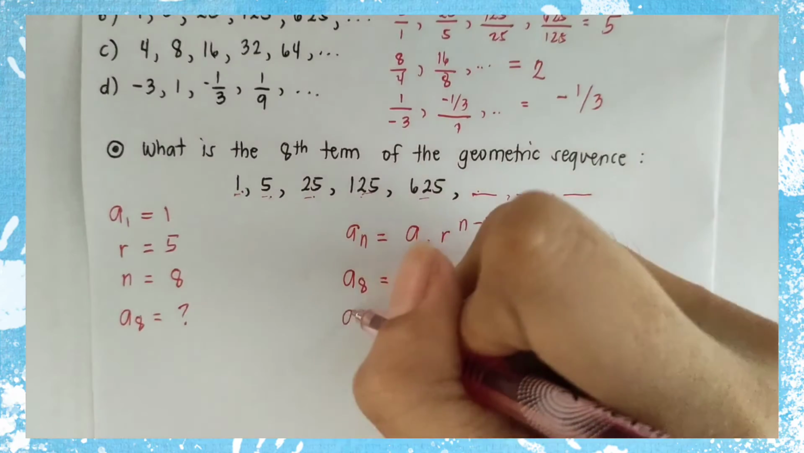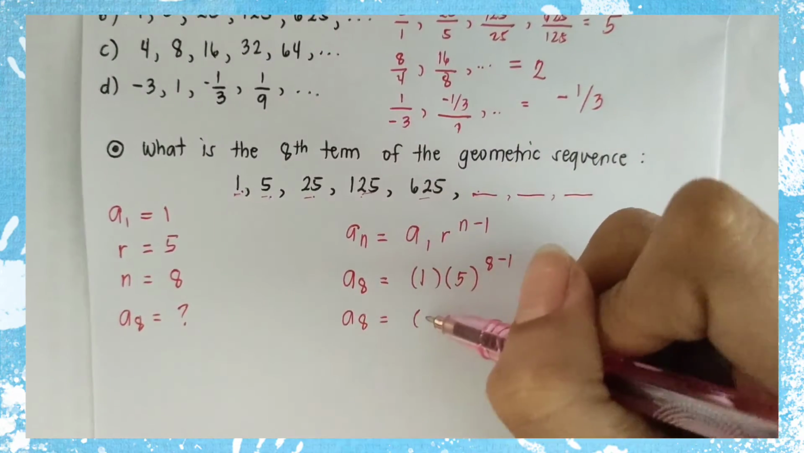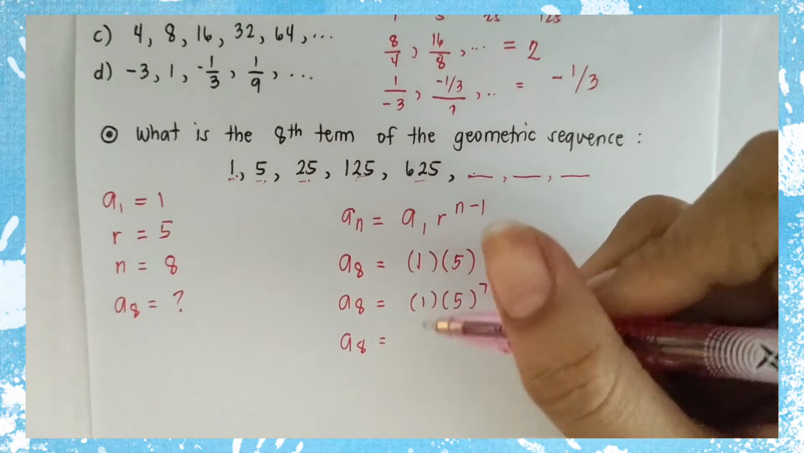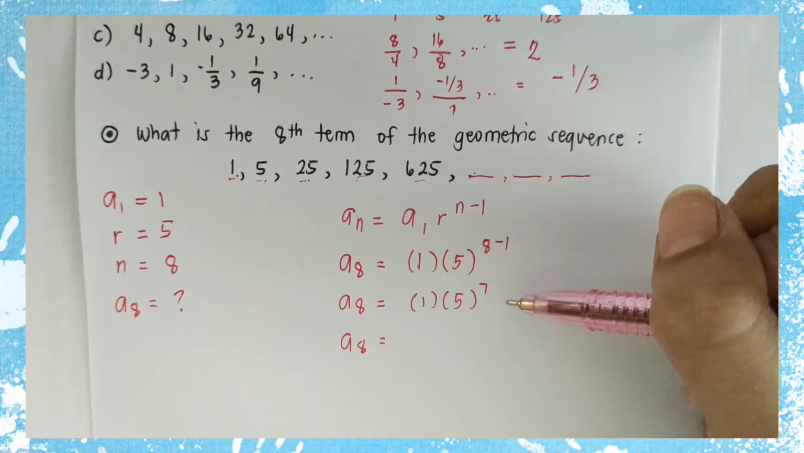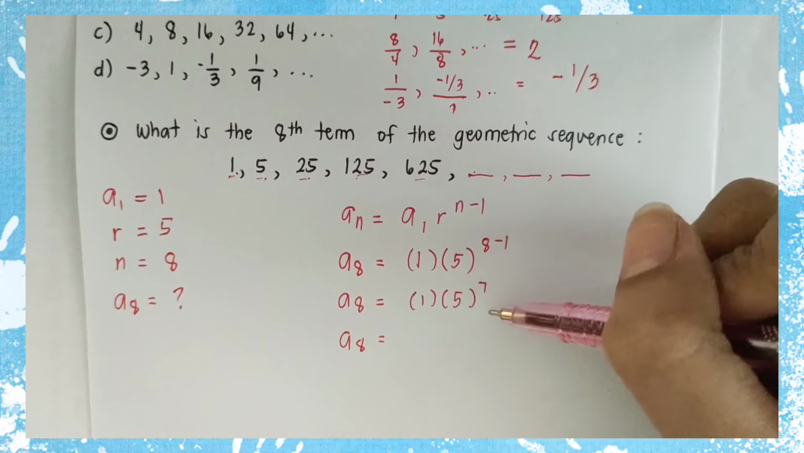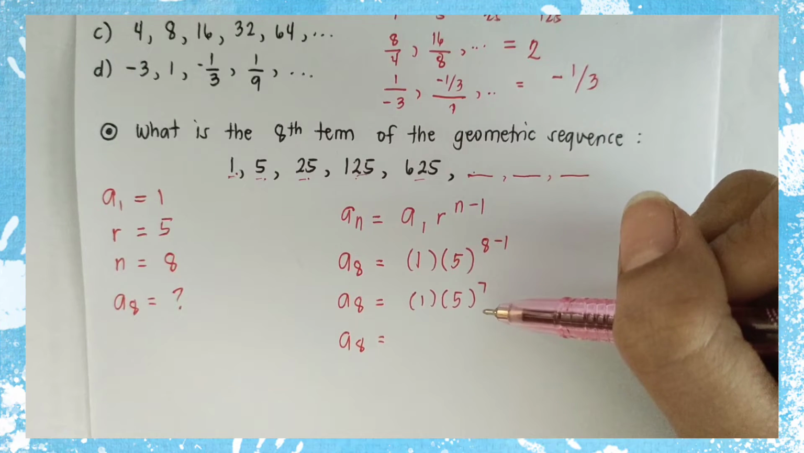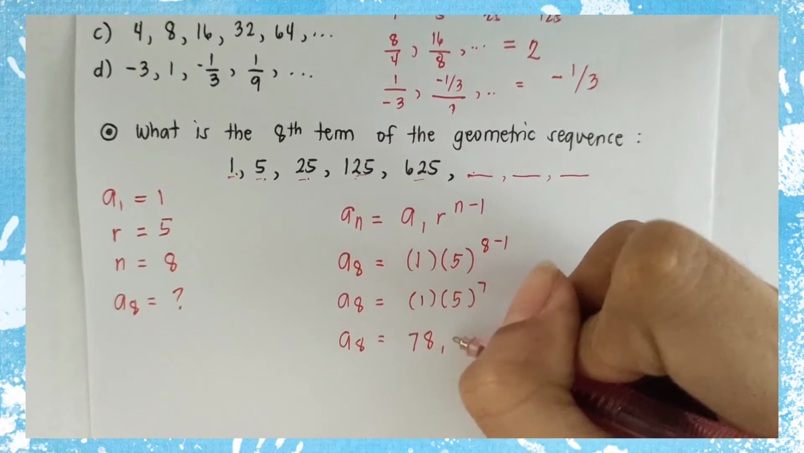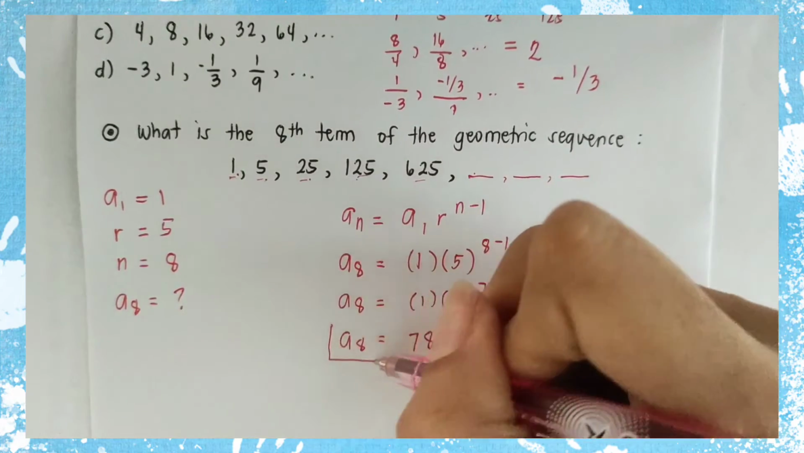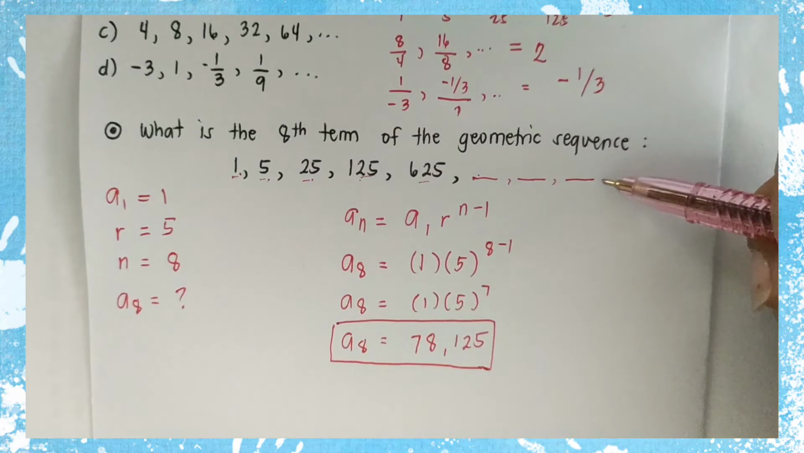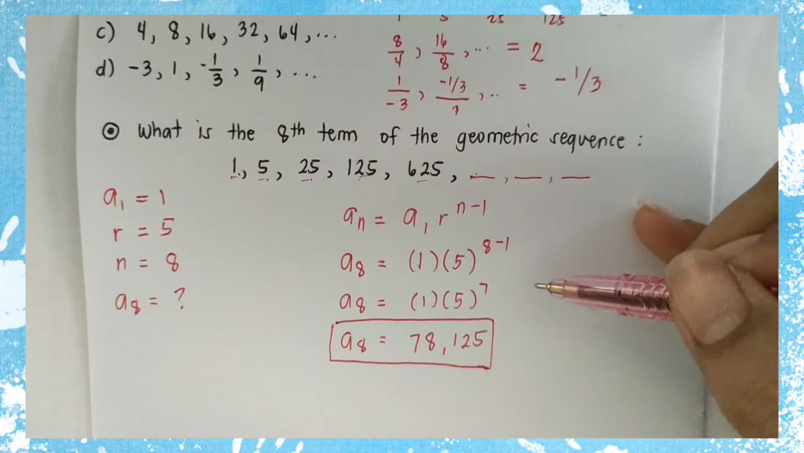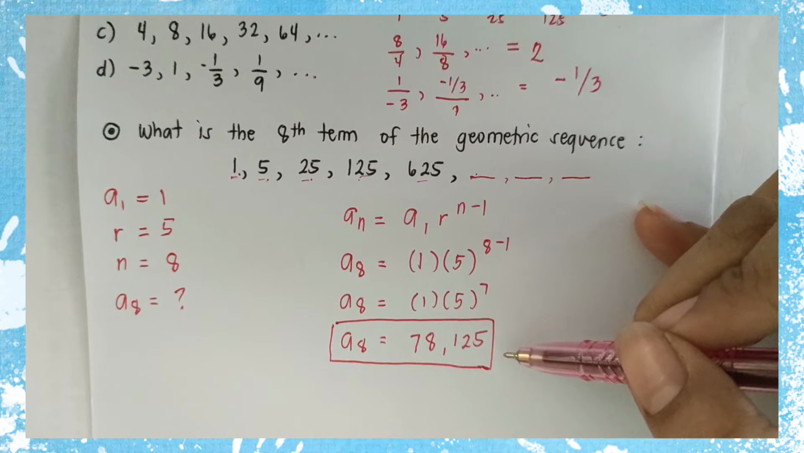Now let us compute. A sub 8 is equal to 1 times 5 raised to 8 minus 1, which is 7. So a sub 8 is equal to 1 times 5 raised to 7. You need to multiply 5 by itself 7 times. So you can use your calculator. 5 times 5 times 5 times 5 times 5 times 5 times 5 is equal to 78,125. Meaning to say the 8th term in the geometric sequence is 78,125. So let us compute manually if our answer will be the same.